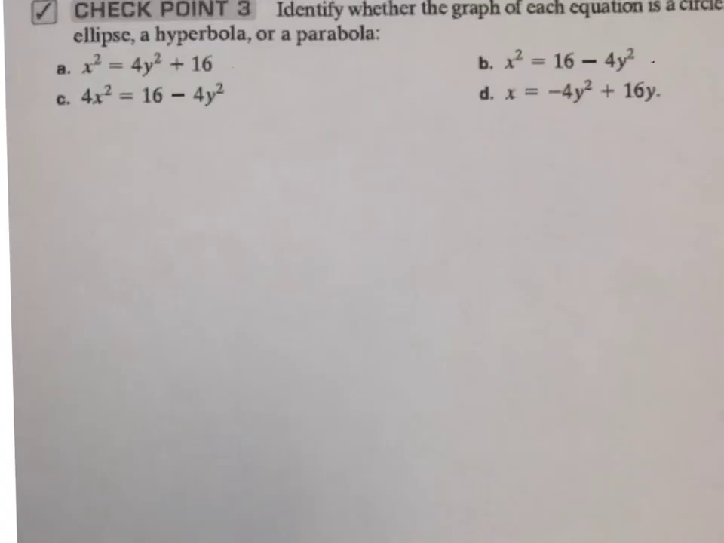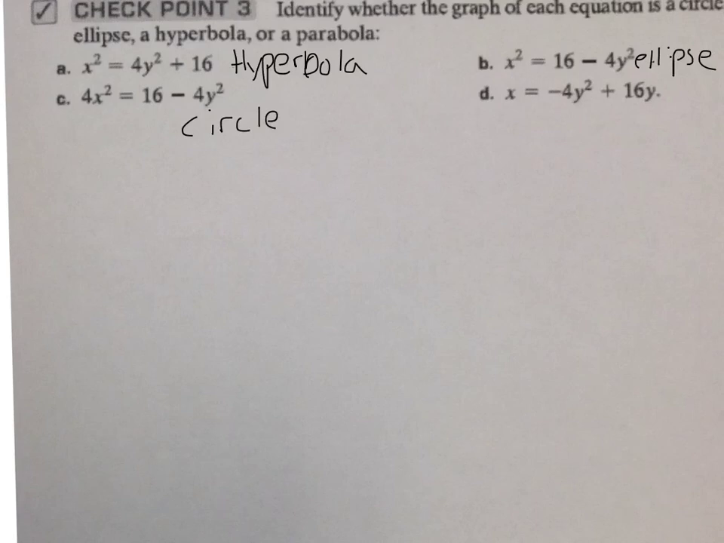All right, so checkpoint A is hyperbola. B is an ellipse. C is a circle. And D is a parabola.